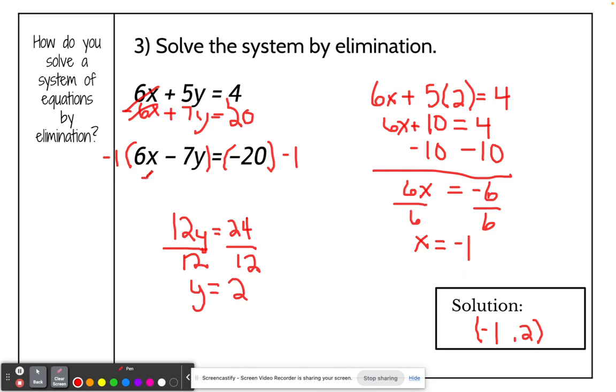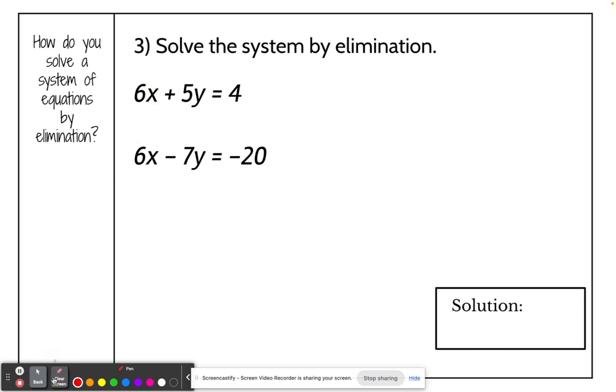6 times -1 is -6. -7 times 2 is -14. -6 minus 14 does in fact equal -20. So it works.